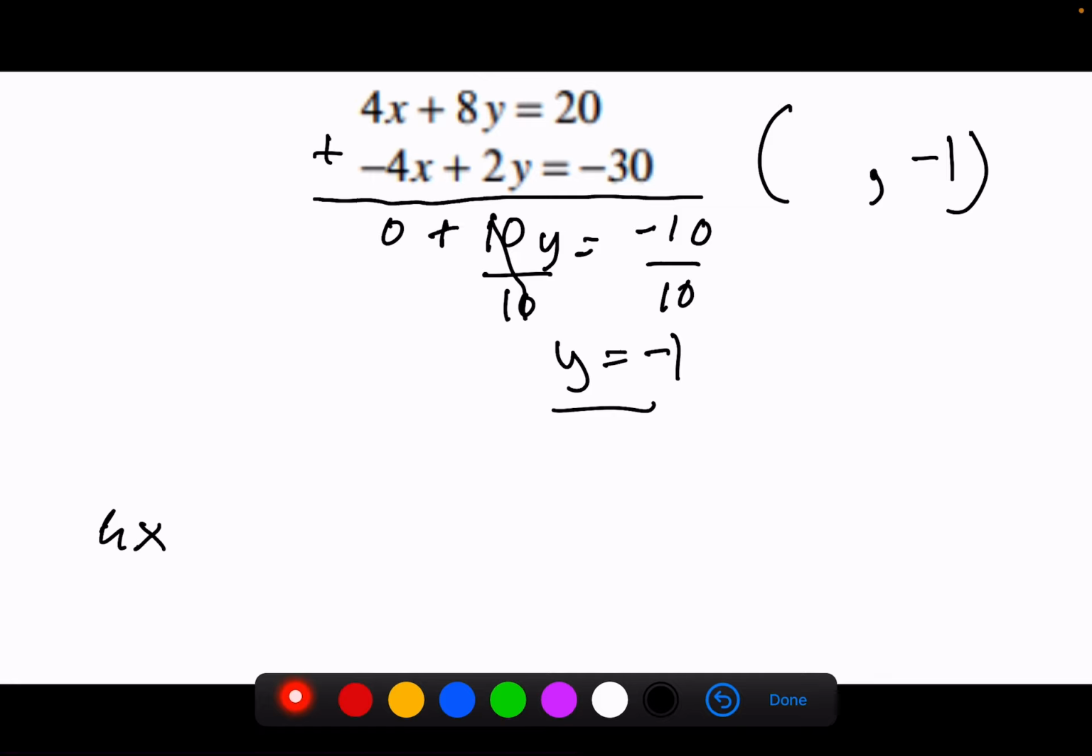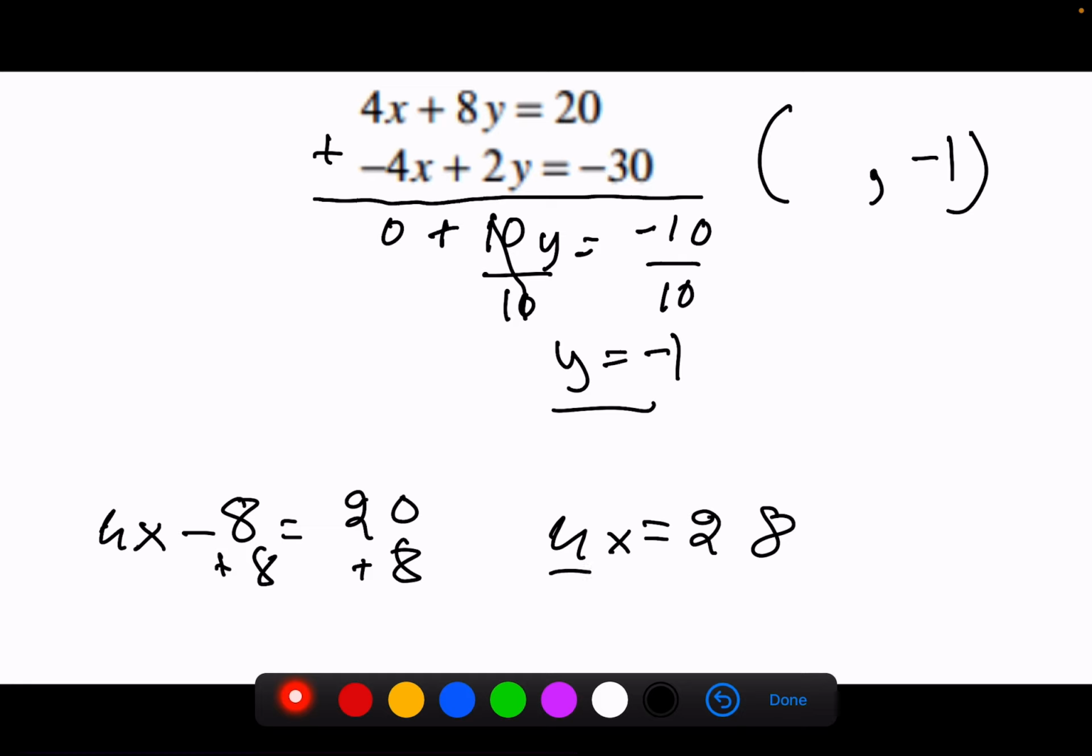So we have 4x minus 8, because 8 times negative 1 is negative 8, is equal to 20. Then I add 8 to both sides. So I'm left with 4x is equal to 28. Then I can go ahead and divide both sides by 4. So I have x is equal to 28 over 4, and 28 over 4 should be 7 because 4 times 7 is 28. So the answer to this system is 7, negative 1.